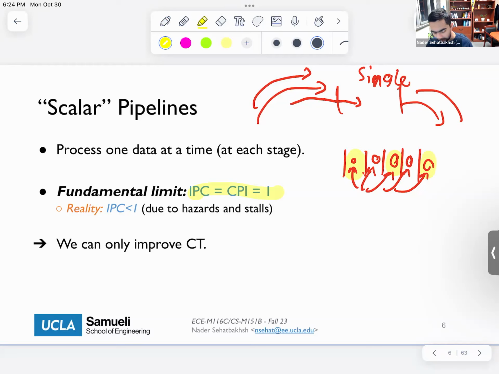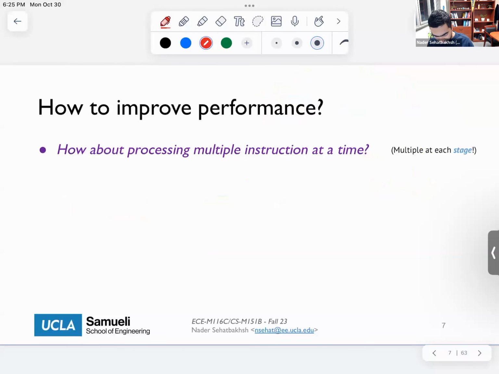And in reality, IPC is much, much less than 1. Why? Because we have all those stalls and hazards and all those things. So our effective IPC is less than 1. In other words, our CPI is more than 1. There is more than one cycle to finish one instruction. So what we are left with is improving CT, because CPI cannot really be improved, and we cannot really add more pipeline stages or anything like that. So the only thing we can do is improve CT, right?